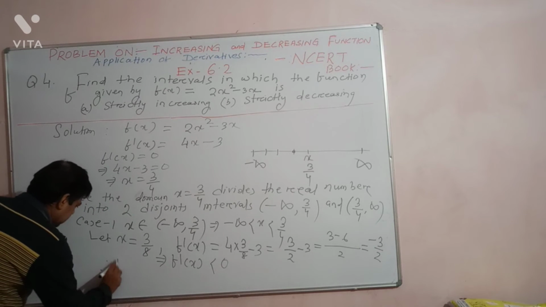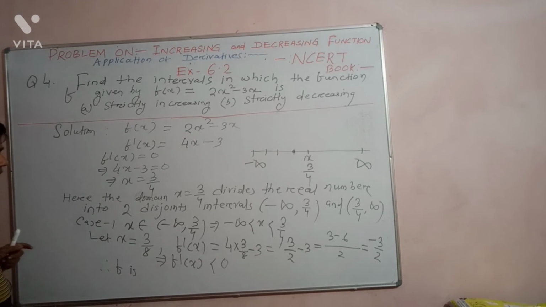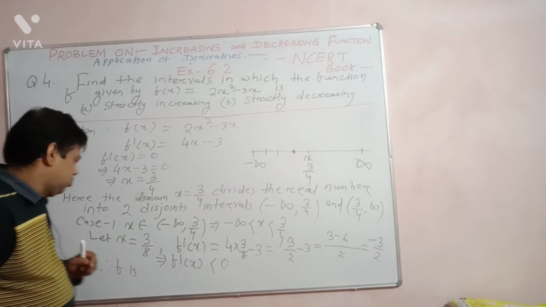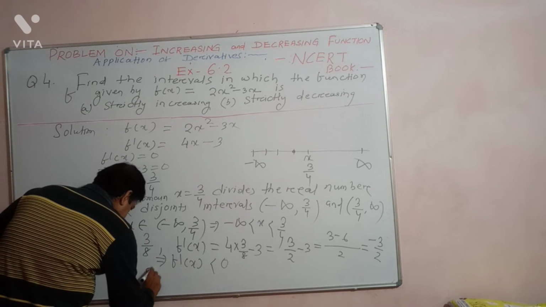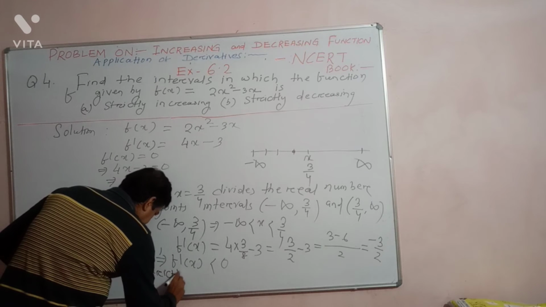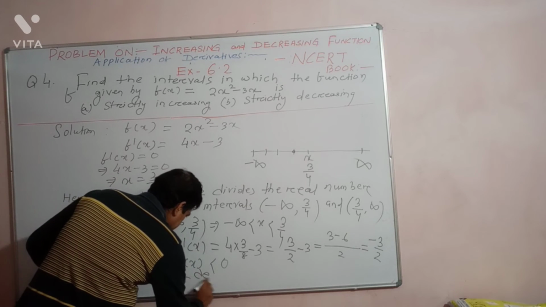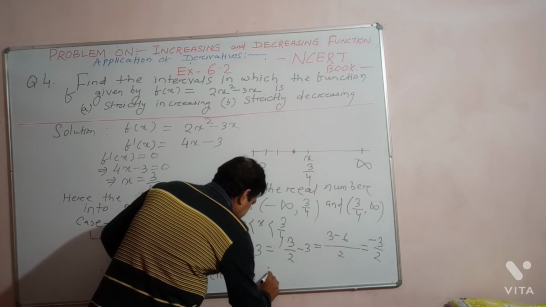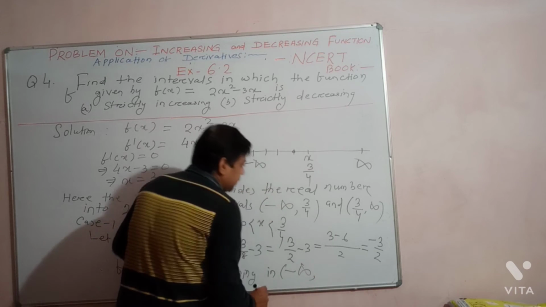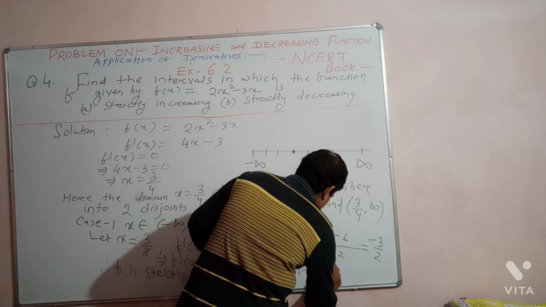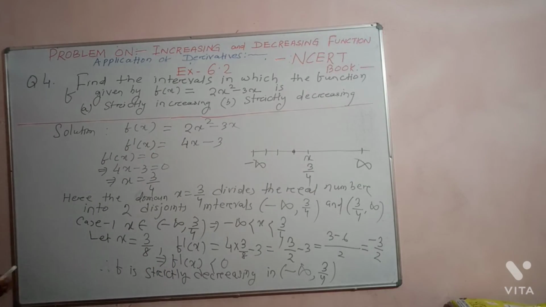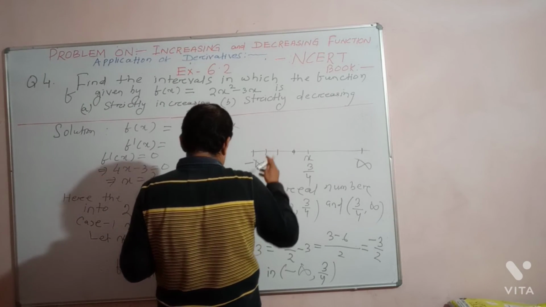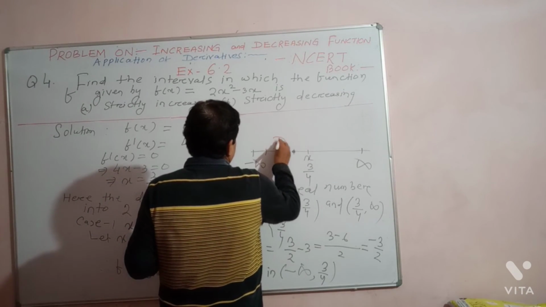Hence, if at any particular point in the interval the derivative of the function is less than 0, the function is strictly decreasing. Is it clear? The function is strictly decreasing in the open interval (−∞, 3/4). So in this interval you will see the function is strictly decreasing. Is it clear?